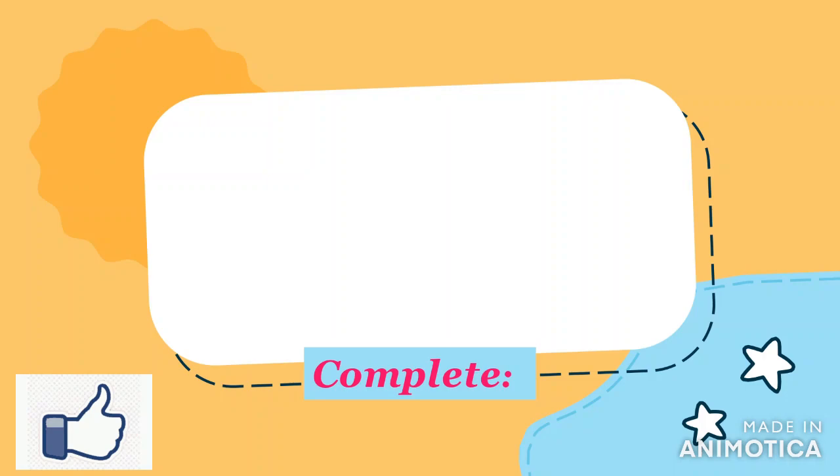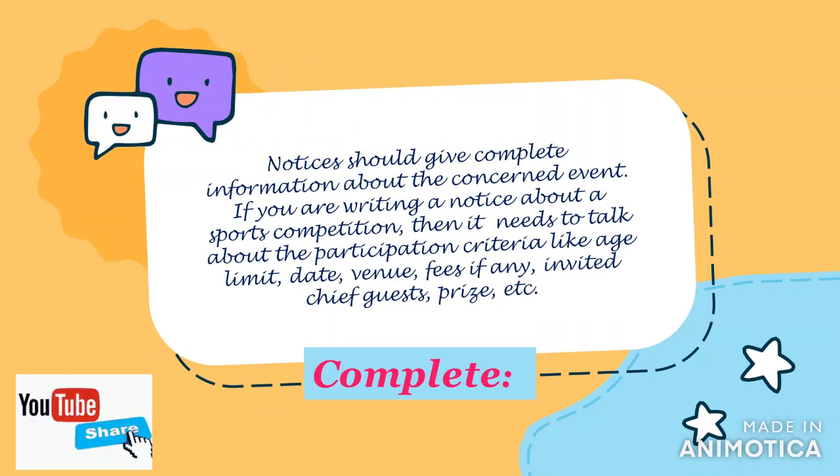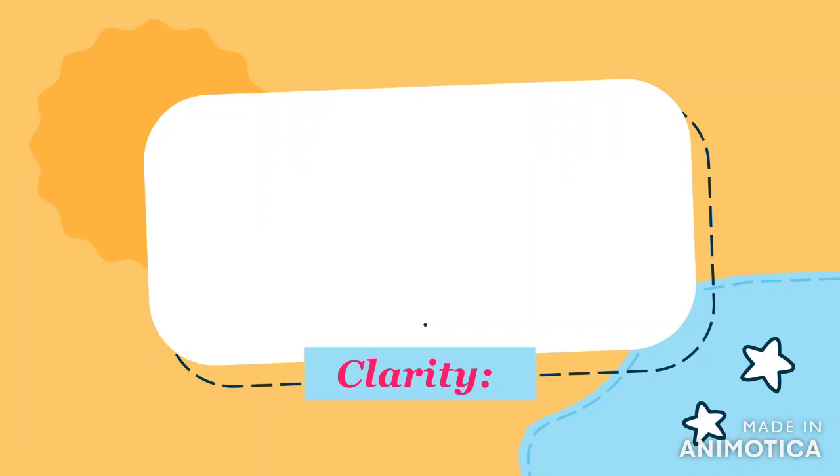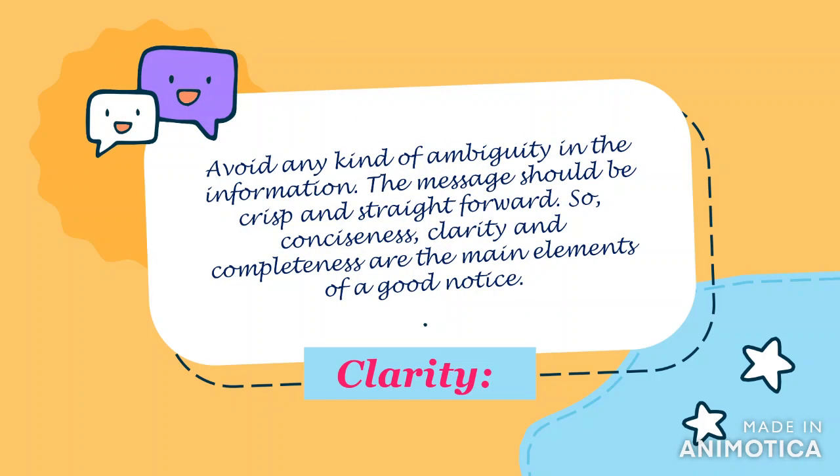Secondly, the notice should be complete in itself. It should give us complete information about the concerned event. If you're writing a notice about a sports competition, then it needs to talk about the participation criteria like age limit, date, venue, fees if any, invited chief guests, prize, etc. When we write the notice, we have to avoid any kind of ambiguity in the information. The message should be crisp and straightforward. So conciseness, clarity and completeness are the main elements of a good notice.